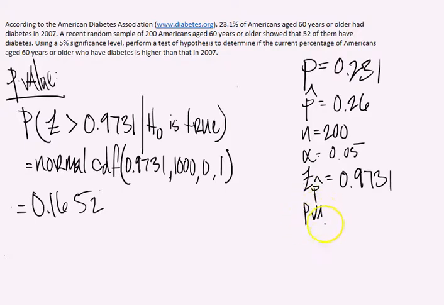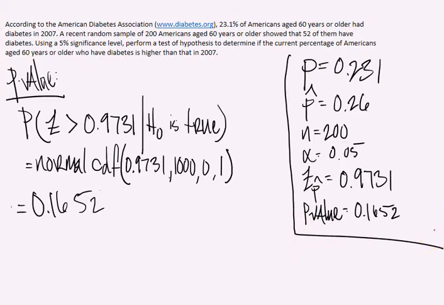Okay, so let's add this to our useful information pieces that we're going to use here. So my p-value is 0.1652.